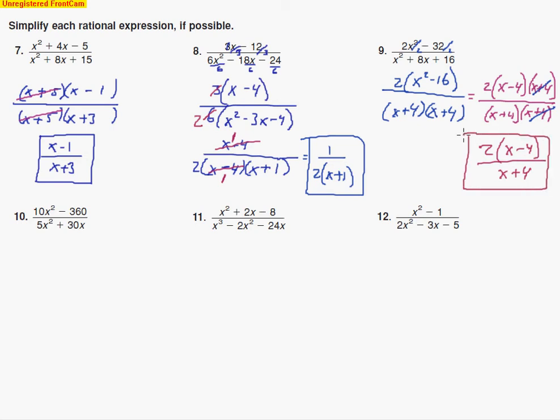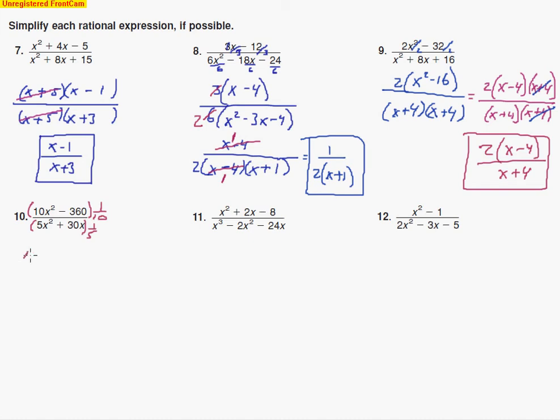Well, let's take a look at the next one here. Over here we've got a common factor again. You see, you can divide each of these terms by 10. So I'm going to multiply by a tenth, which is the same thing as dividing by 10. Here I'm going to multiply by 1/5. I'm going to take out a common factor of 5.